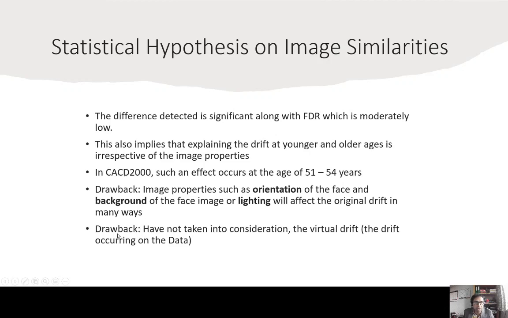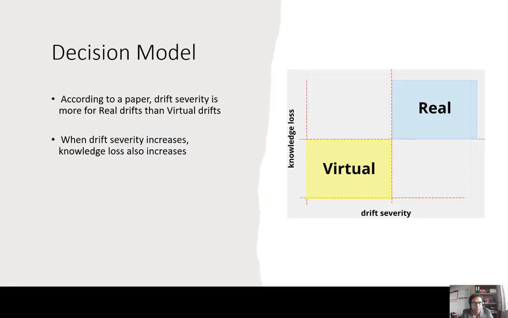Another drawback is that we have not taken into consideration the virtual drift occurring on the data. The images can have drift, or a change in images such as noising an image can have a drift on the neural network model. So this is a decision model that I formed based on a paper. According to the paper, the drift severity is more for real drifts and less for virtual drifts. It also states that when the drift severity is high, the knowledge loss is also high. So real drifts show high drift severity.